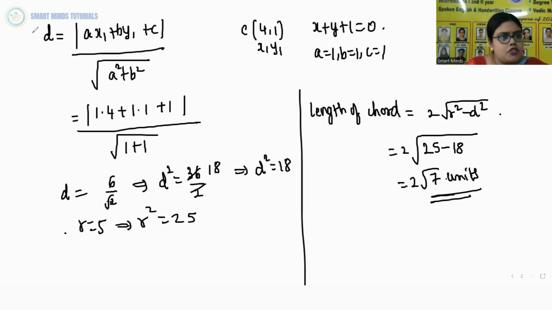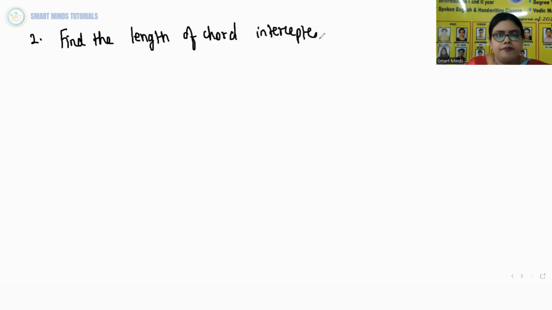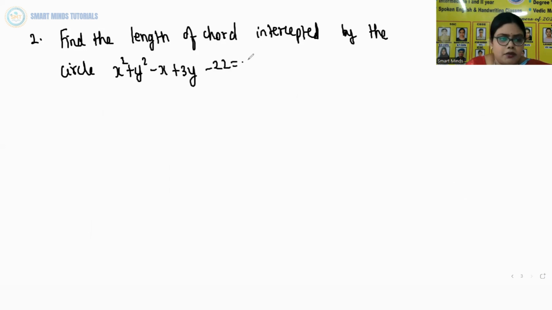Let's take the second question from the same model. Find the length of the chord intercepted by the circle x square plus y square minus x plus 3y minus 22 is equal to 0 on the line y is equal to x minus 3.